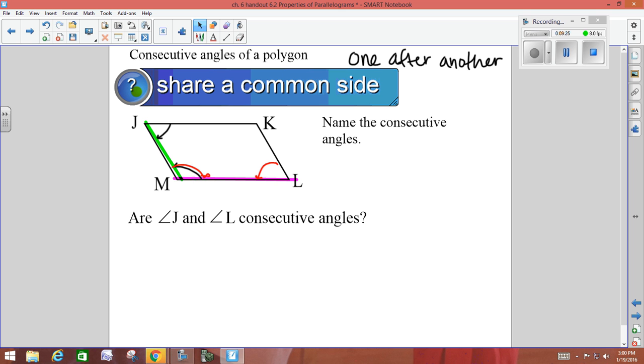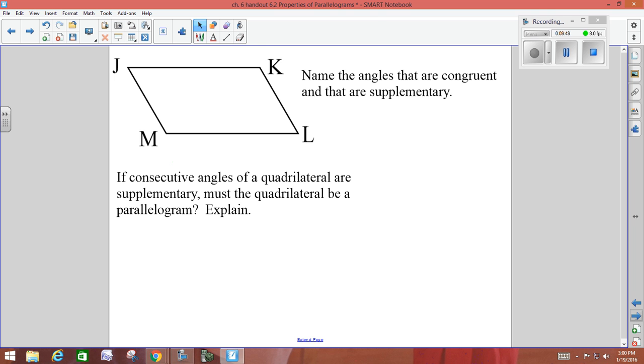Would M be consecutive with K? No, it would be what to K? Opposite, yep. M and K would be opposite, and J and L would be opposite. Okay. What did we learn about opposite angles? Louder, Spencer. Good. So would you agree that M is congruent to K and L is congruent to J? Okay. And this is still a parallelogram. I don't have it marked, but I'm going to tell you that.